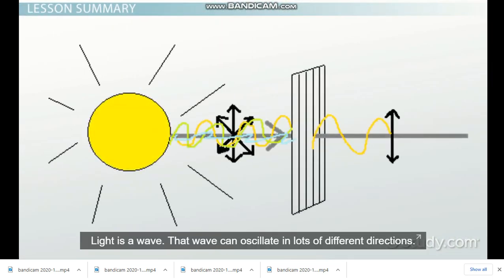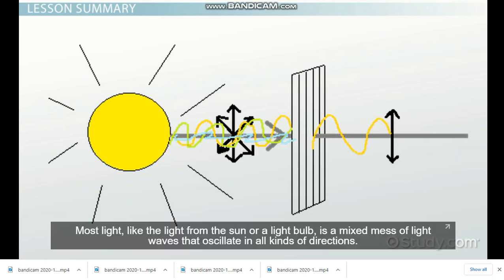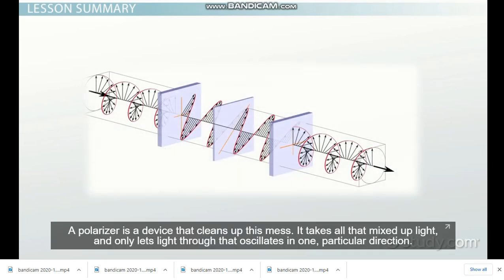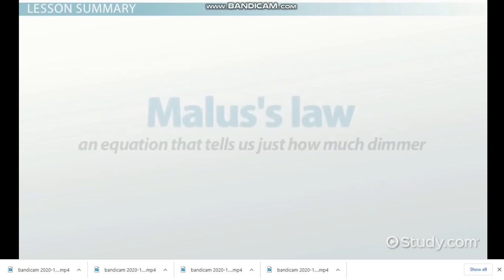Light is a wave. That wave can oscillate in lots of different directions. Most light, like the light from the sun or a light bulb, is a mixed mess of light waves that oscillate in all kinds of directions. This oscillation direction is called the polarization of the light. A polarizer is a device that cleans up this mess. It takes all of that mixed up light and only lets through light that oscillates in one particular direction.